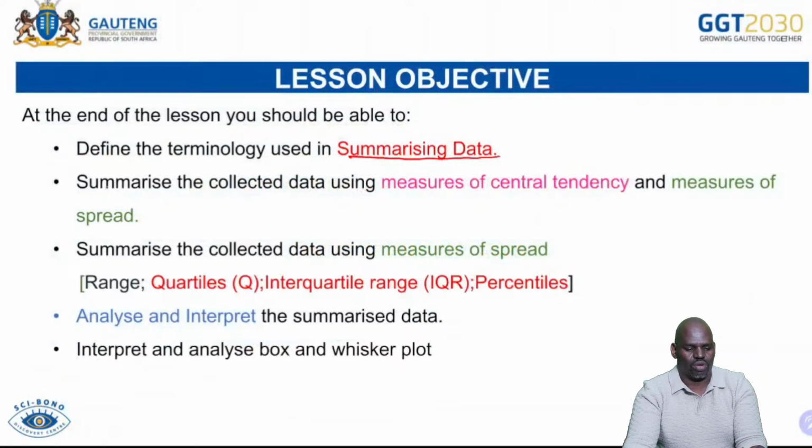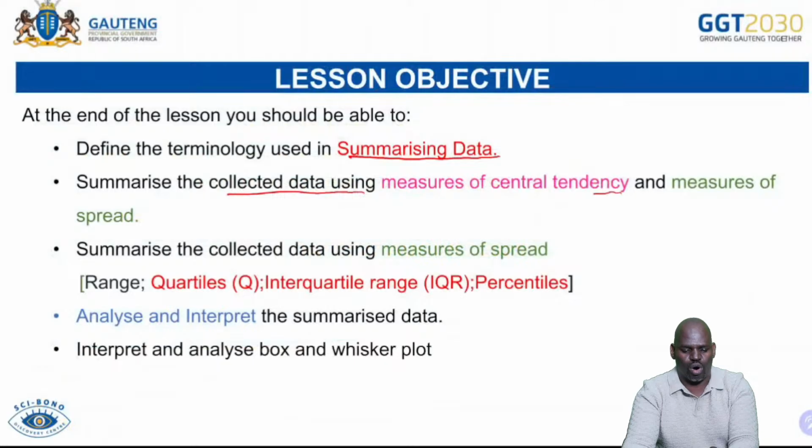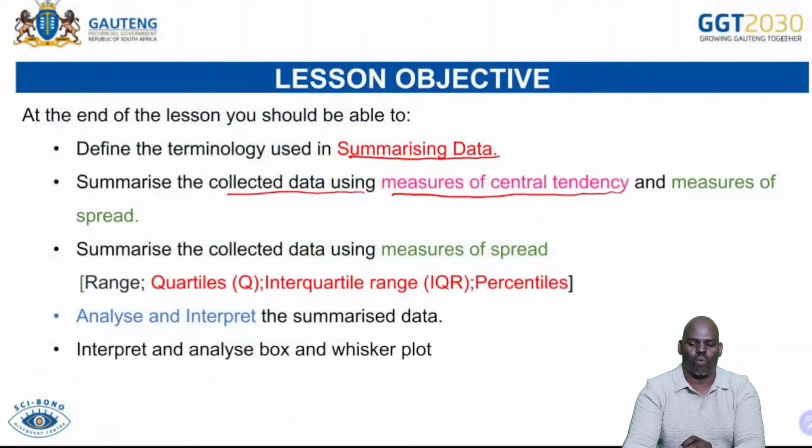And then you must be able to summarize the collected data. So in this case, it's going to be any given data that will be given to you. You must be able to summarize it. Summarize it by what? By using measures of central tendency. What do we mean by measures of central tendency? We'll look at that later on, as well as measures of spread. When we talk about measures of central tendency, you must know what we are referring to. When we talk about measures of spread, you must also know what we are referring to.